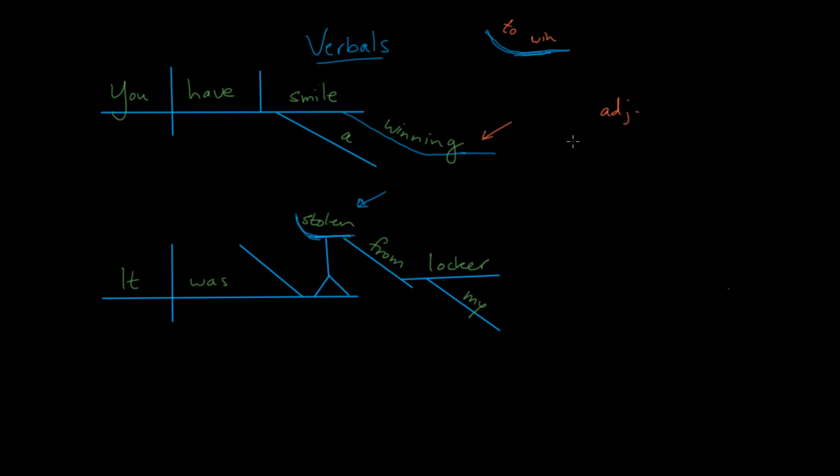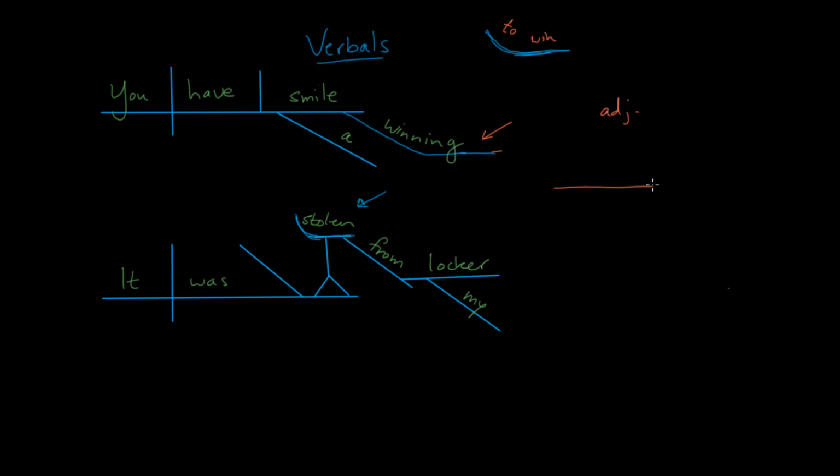Okay, so if you look at our first example, it says you have a winning smile. And as you can see, winning is describing smile. And we have this sort of slanted line here that curves at the bottom and then straightens out again. Now, this is a present participle, but we could also imagine this with a past participle.